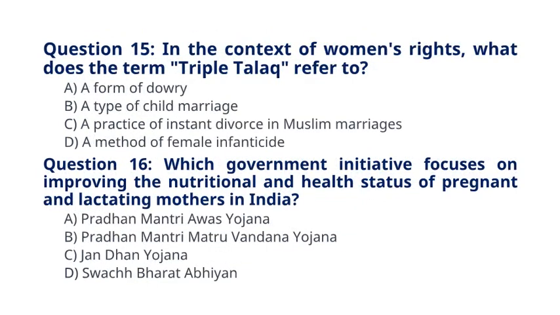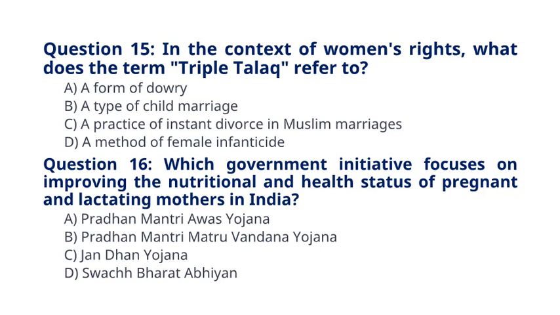Question 15. In the context of women's rights, what does the term triple talaq refer to? A. A form of dowry. B. A type of child marriage. C. A practice of instant divorce in Muslim marriages. D. A method of female infanticide. The correct answer for question 15 is option C. A practice of instant divorce in Muslim marriages.